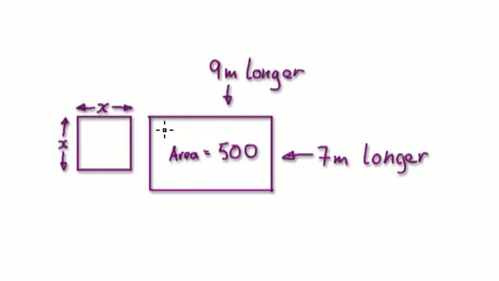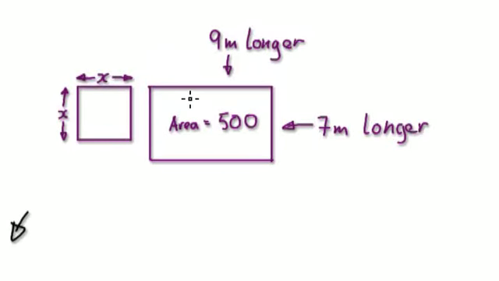Okay, so hang on. This length here is 7 meters longer than this length, and this length here is 7 meters longer than this length here. So if the garden has an area of 500 meters squared, what is the length of the house here? So work out x basically. Okay, so press pause and have a go.